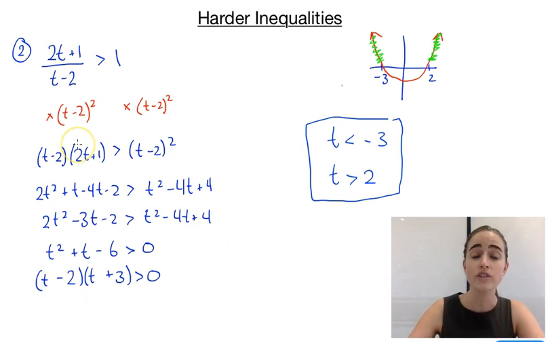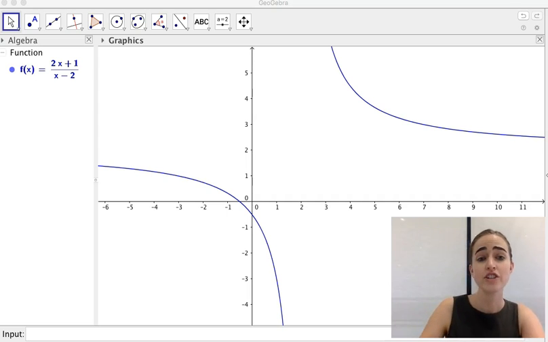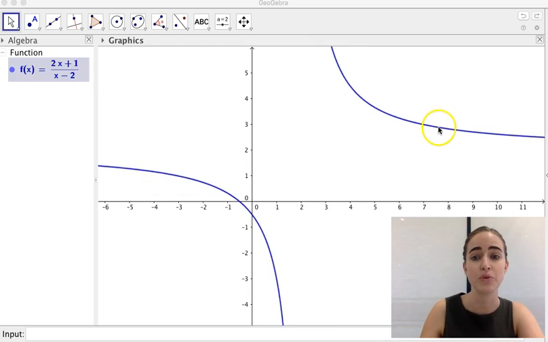Now let's again have a look at what this original graph looked like. So the function (2x plus 1) over (x minus 2) will give us a curve called a hyperbola. So it's giving us this blue curve here that's in two parts. Now we wanted to know when that function was greater than 1. So we want it above this value of 1 here.